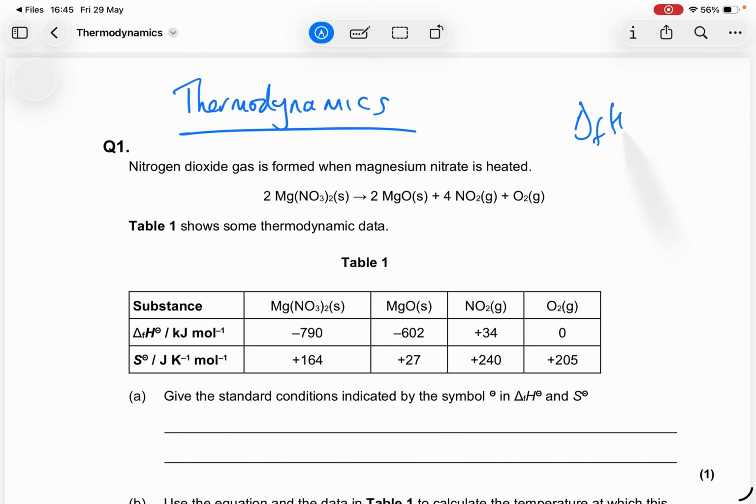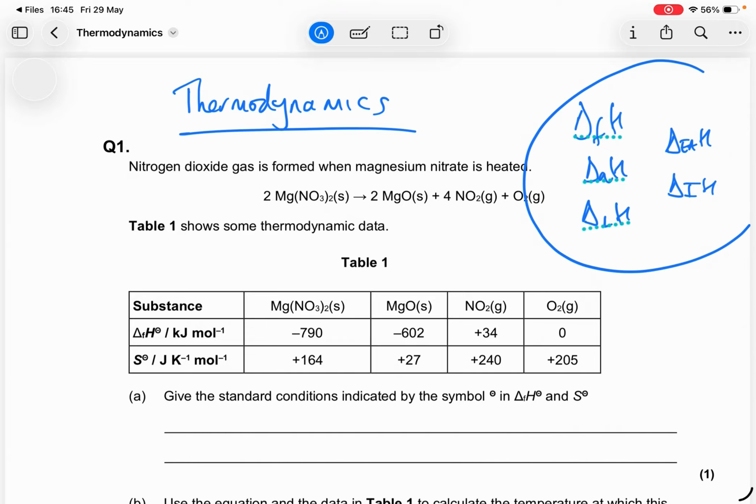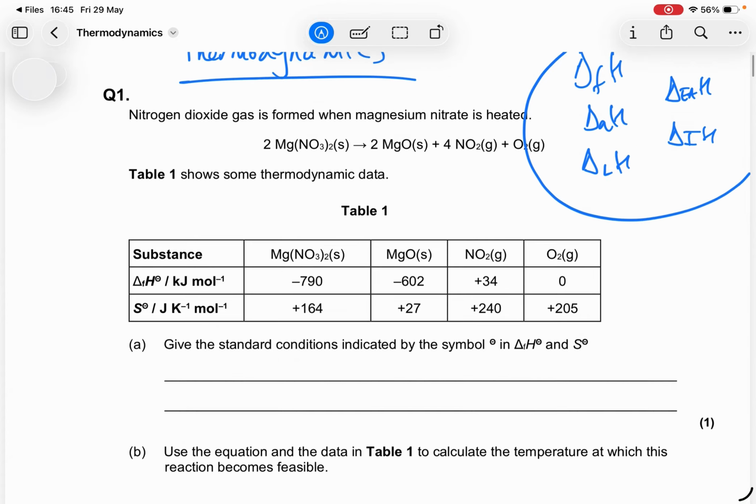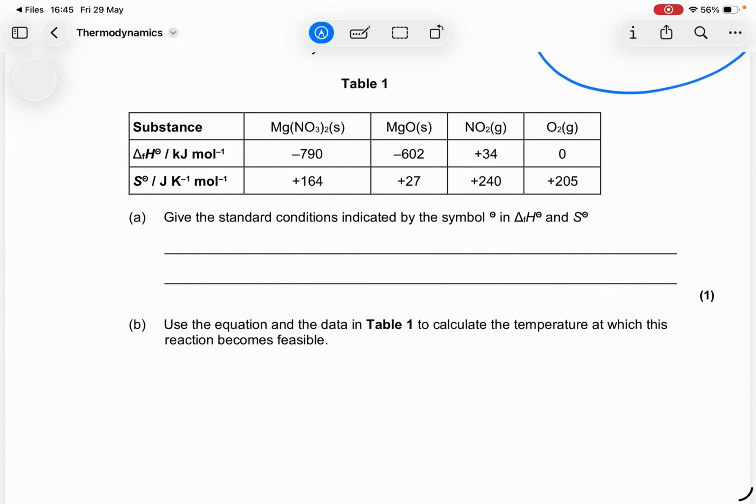Standard enthalpy of formation, atomization, enthalpy of atomization, lattice enthalpy, enthalpy of electron affinity, ionization. All of these definitions you've got to know. And you've got to know what standard conditions are: 298 K, Kelvin temperature, and standard pressure at 100 kilopascals. But the first one, let's look at this question.